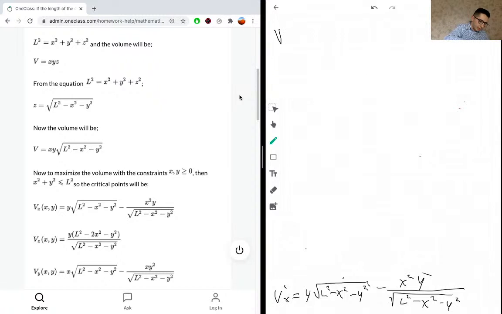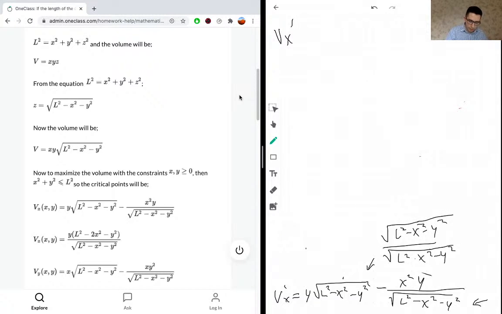So we have vx prime. The common denominator for this is just this. So we take this denominator and multiply this component by the same. So we'll multiply both the bottom and the top by square root of L squared minus x squared minus y squared. So we'll multiply the first component by this to find the common denominator. So we'll do that right here.